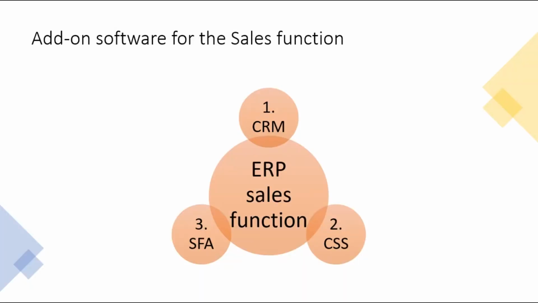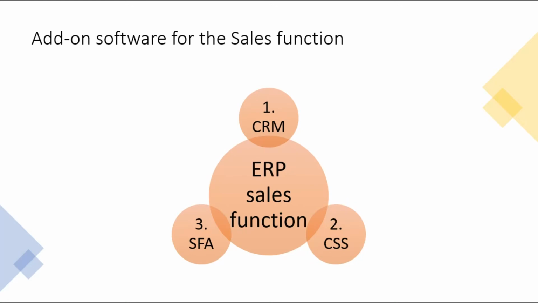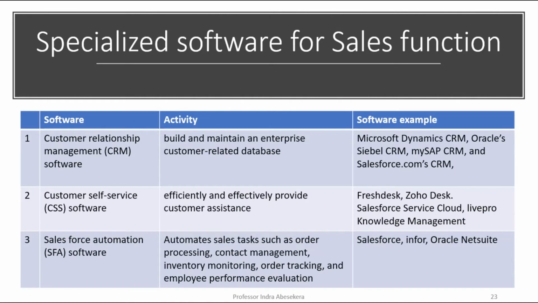For the add-on software on the sales function, there are 3 add-on software that we can talk about and are available in the market. These add-on software also can be bought in the market. They're off-the-shelf CRM, CSS, and SFA. CRM is the customer relationship management software. This additional software aims to build and maintain customer relationships.